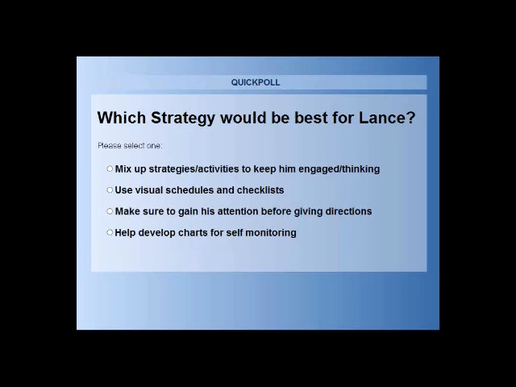Okay, we're going to have a poll on Lance, but we're going to learn a little bit more about some strategies and then take a look at Lance. So don't forget about him.